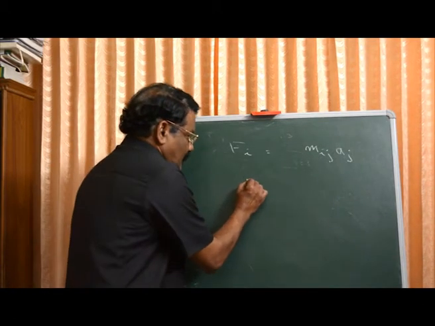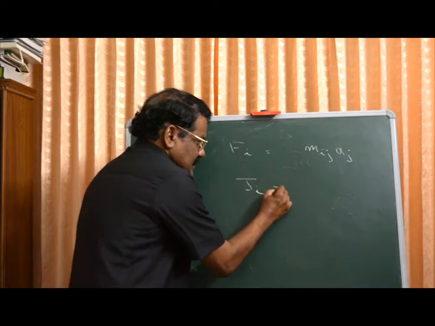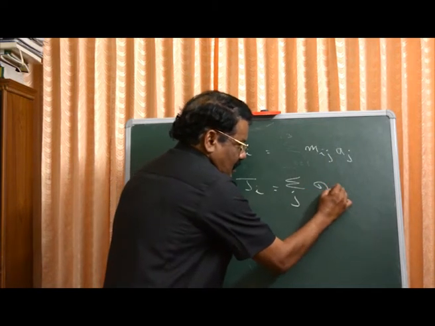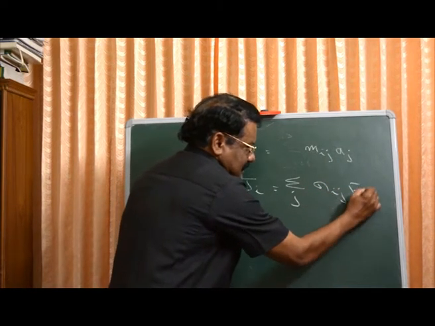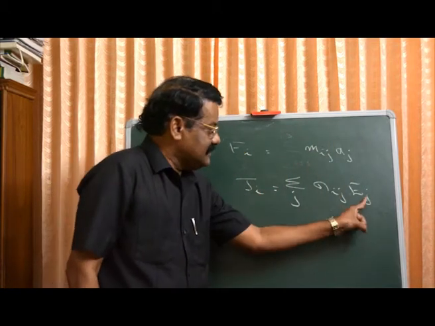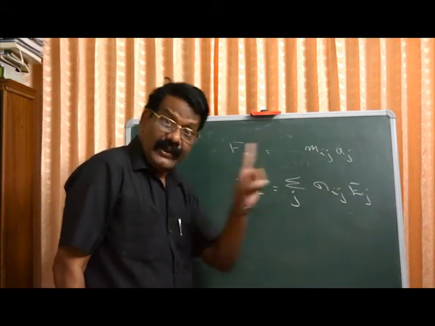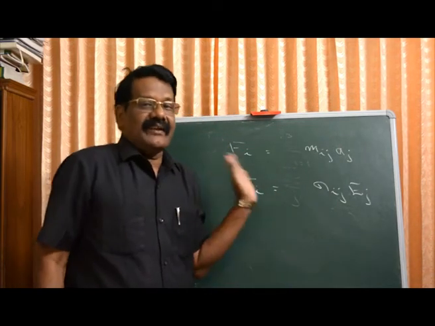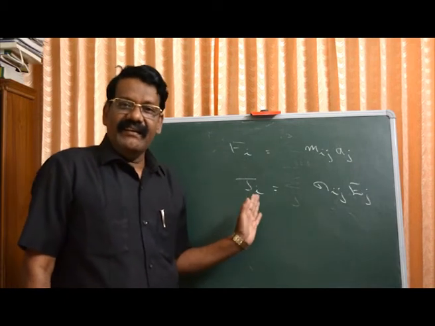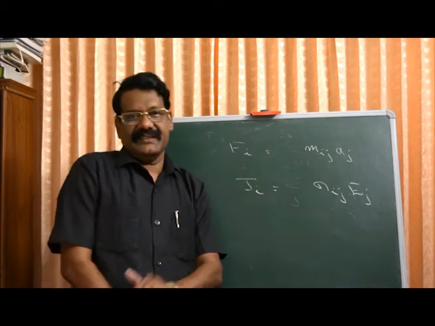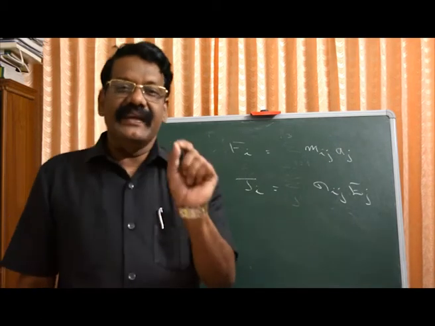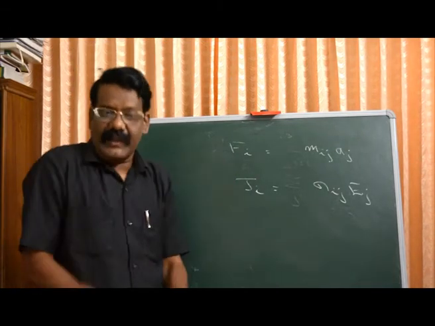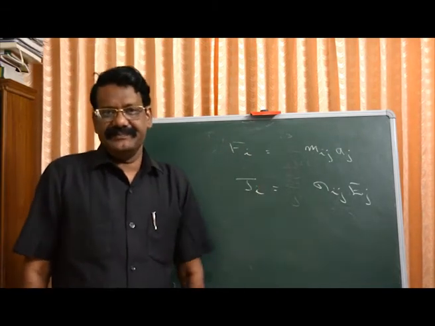Another example I quoted was f_i equals summation over j of sigma_ij e_j. Here j is repeated, so you need not write the summation again, but summation is there. This is called Einstein's summation convention. If any index is repeated in a term, you need not write summation there. It automatically implies that summation is there.